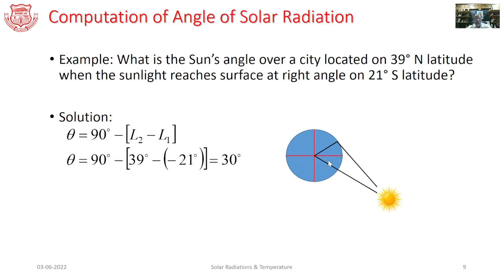The sun's angle below this horizontal line is 21 degrees. This will be 90 degrees. Hence, the sun's angle over a city can be computed as 30 degrees.